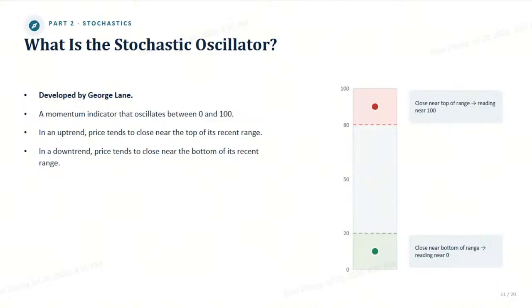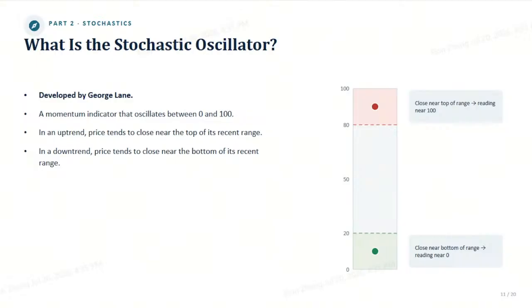The core observation is this. When a stock is in a strong uptrend, it tends to close each day near the top of that day's trading range. When it's in a strong downtrend, it tends to close near the bottom of its range. Stochastics measures exactly this: where the current closing price sits relative to the high-low range over a recent look-back period, usually the last 14 periods. The result is a number that oscillates between 0 and 100.